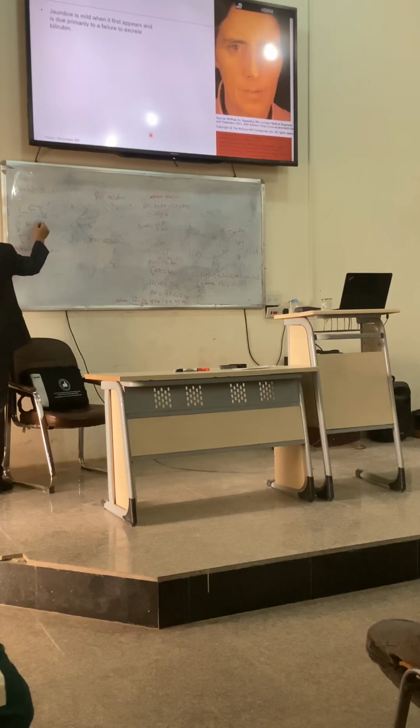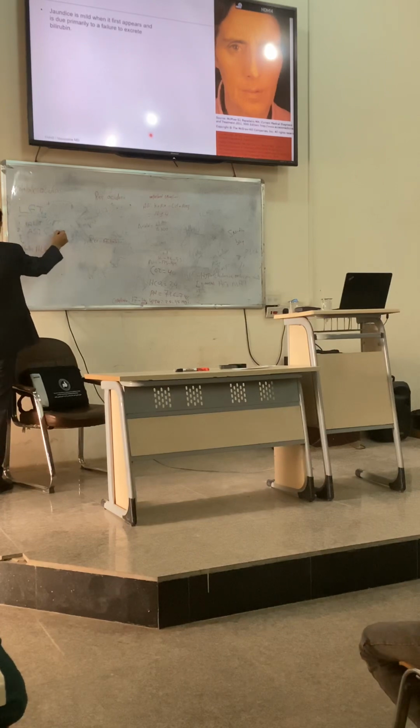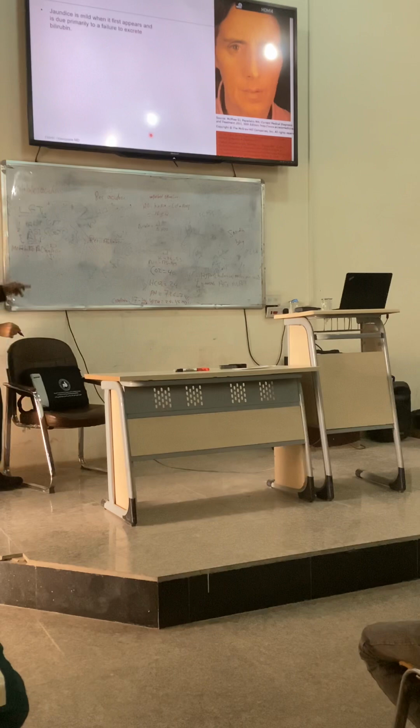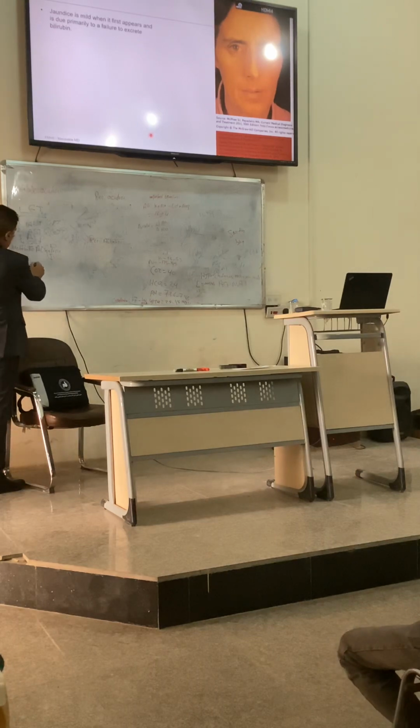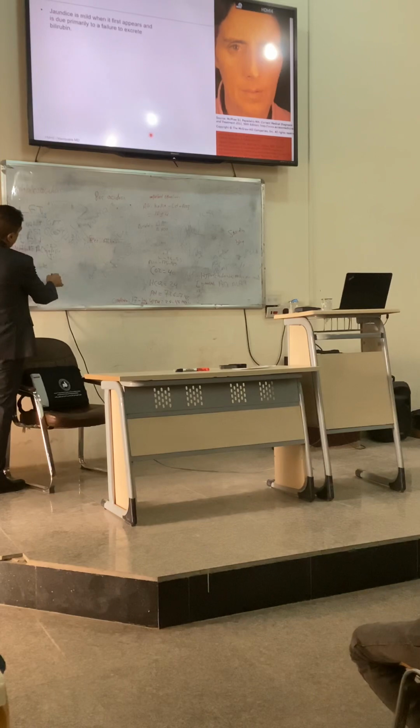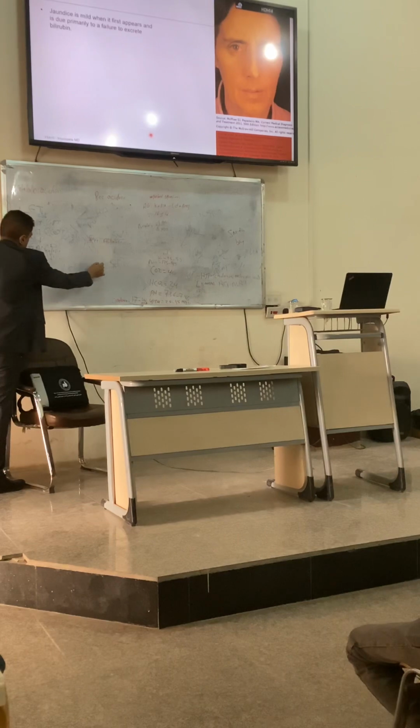So ALT, which is equivalent to the GPT, AST, which is equivalent to the GOT, ALP, GGT, and total serum bilirubin, which contains direct and indirect. These are the elements of the liver function test, when you are going to say whether this is hepatocellular liver injury, cholestatic liver injury, or mixed pattern.